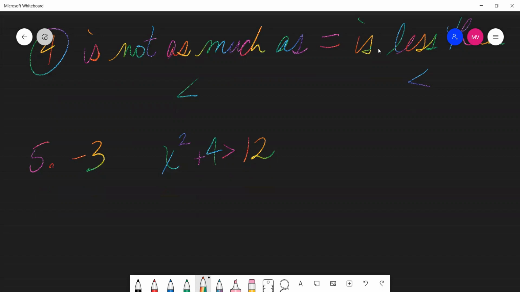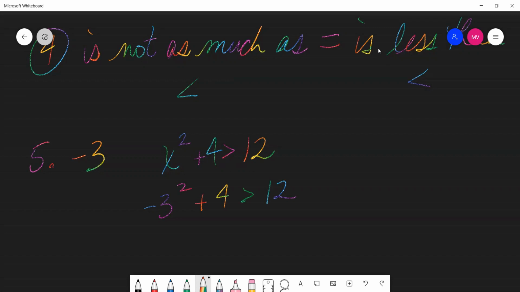Anybody want to volunteer for this one? All right, Andrew, let's do it. Okay, so you plug in the -3 where the x is. Like this? Yeah. It's got to be in parentheses.